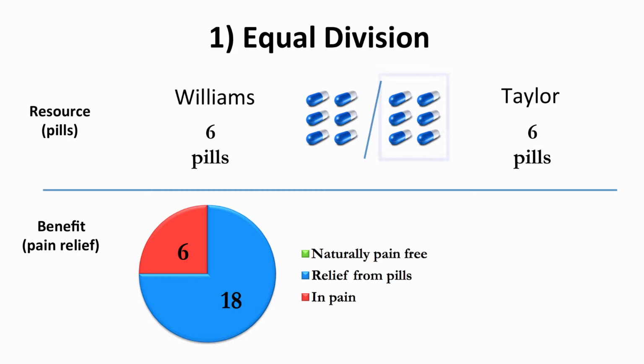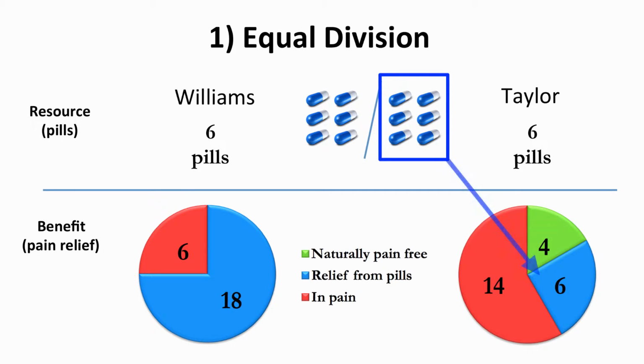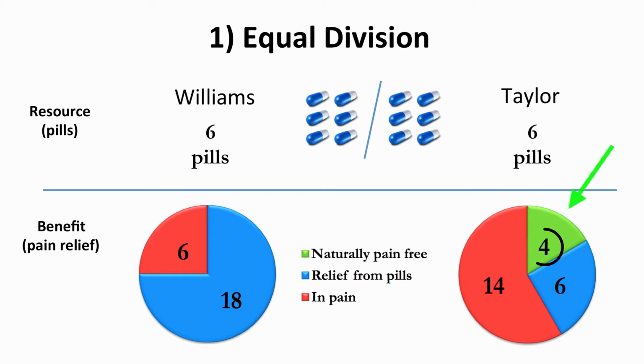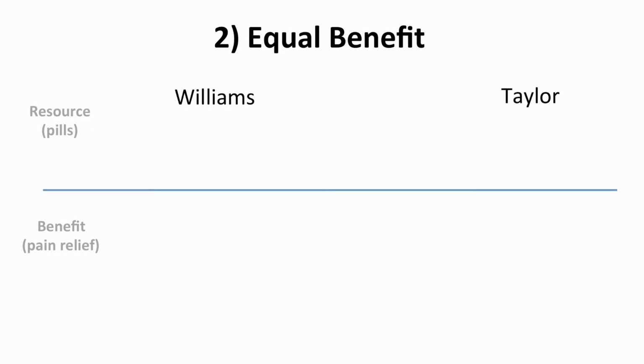Taylor also gets 6 pills, and because he obtains 1 hour of pain relief per pill, he gets 6 hours of pain relief from the pills. But remember, Taylor is naturally pain-free for 4 hours each day, shown here in green, so overall, with his 6 pills, he is pain-free for a total of 10 hours each day. Our second way to divide is called equal benefit.